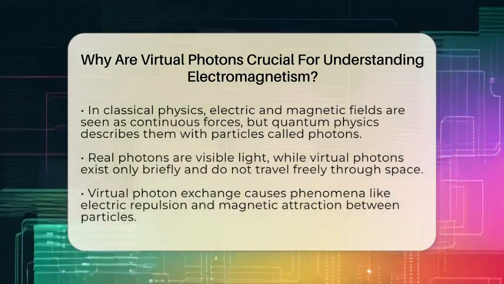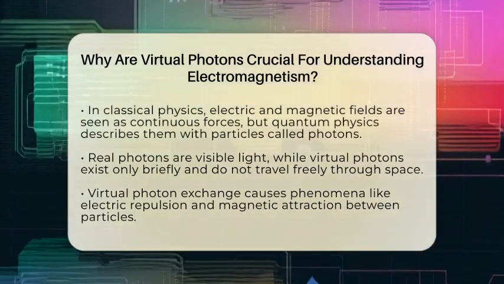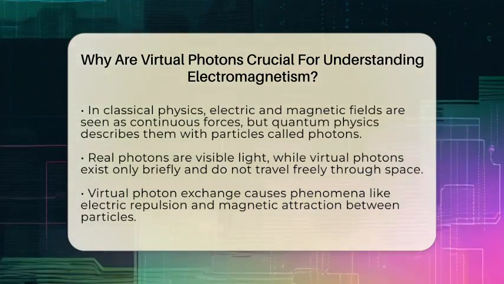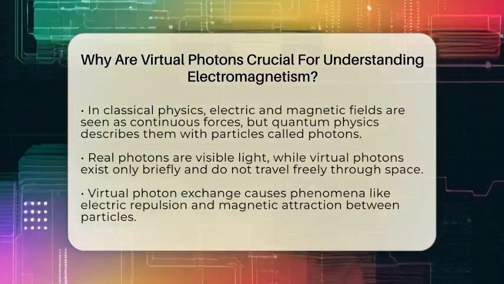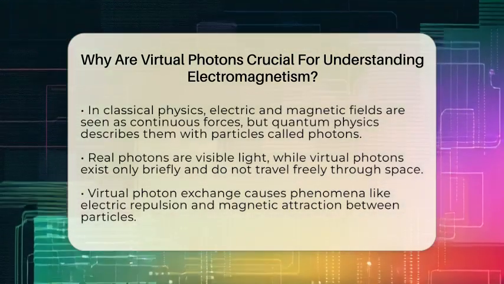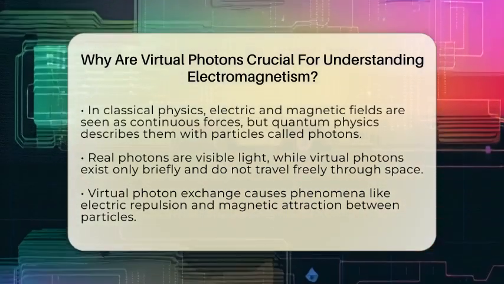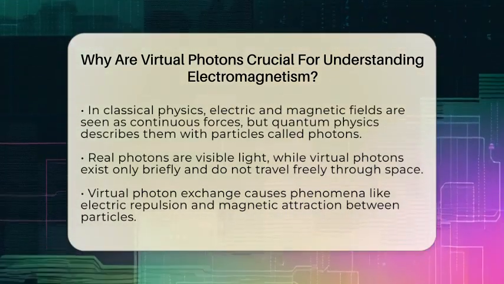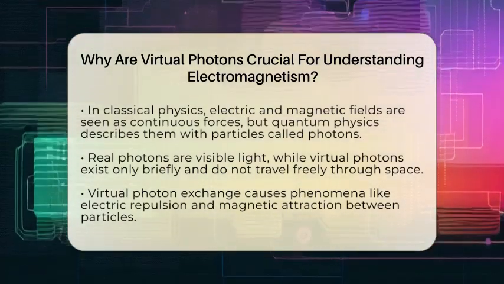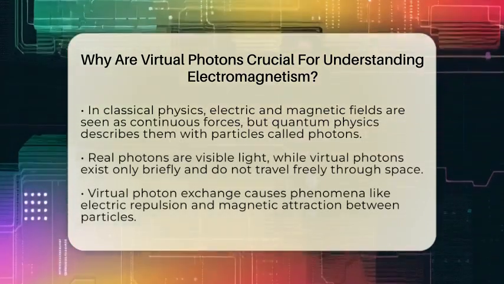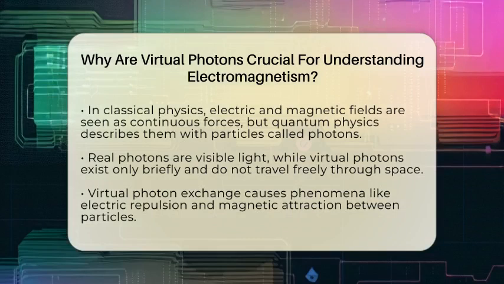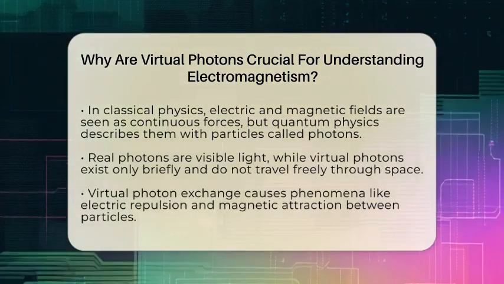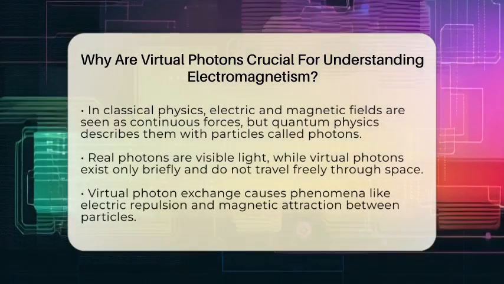When two electrons repel each other or a proton attracts an electron, they do so by exchanging virtual photons. This exchange creates the electromagnetic force we observe in circuits, antennas, and electronic devices. It's like a game of catch where the virtual photon is the ball being thrown back and forth. This process is fundamental because it explains the forces at a microscopic level, which classical physics cannot fully describe.